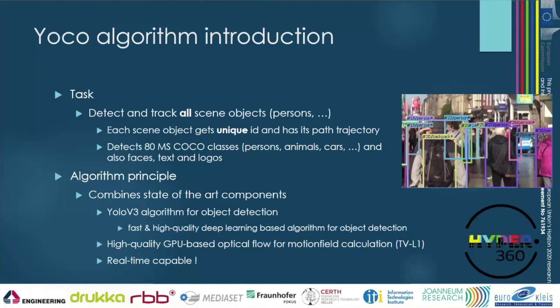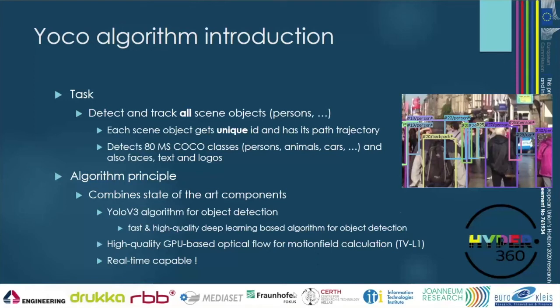The task of this object detector and tracker, which we call Yoko, is to detect and track all the objects appearing in the scene. Each scene object gets a unique ID and has its own path, so you know for each frame where it is in the image. It gets a rectangle around it.